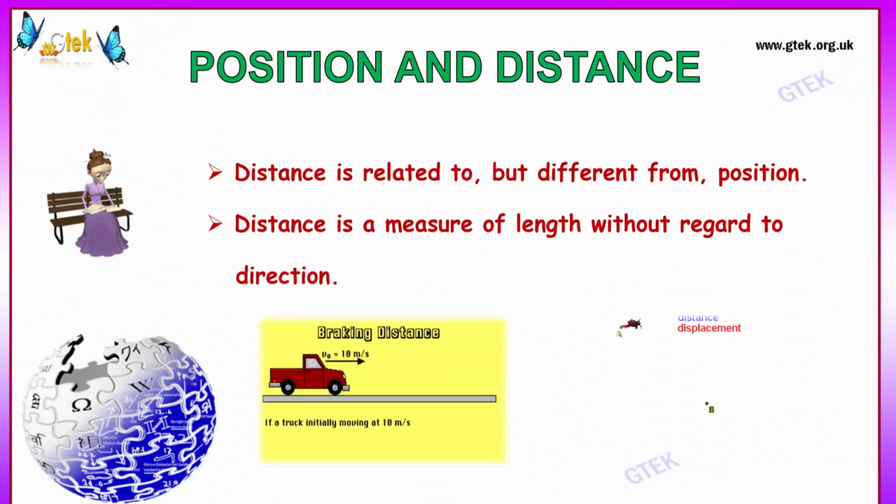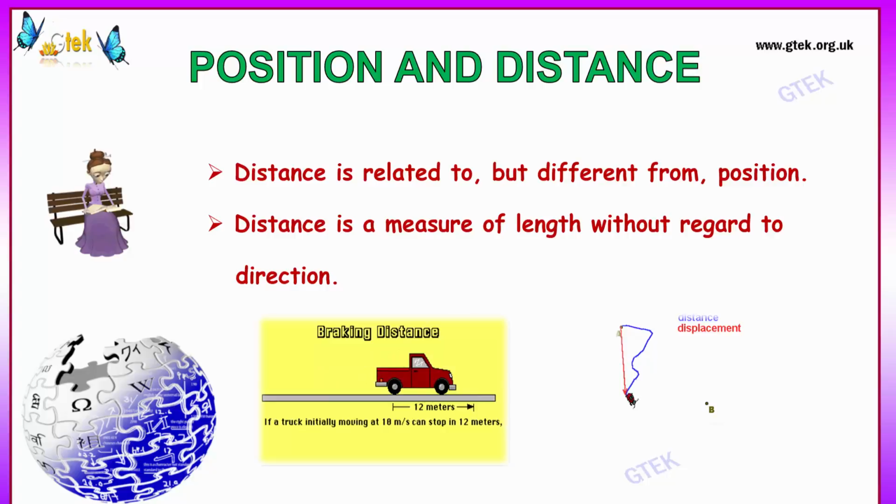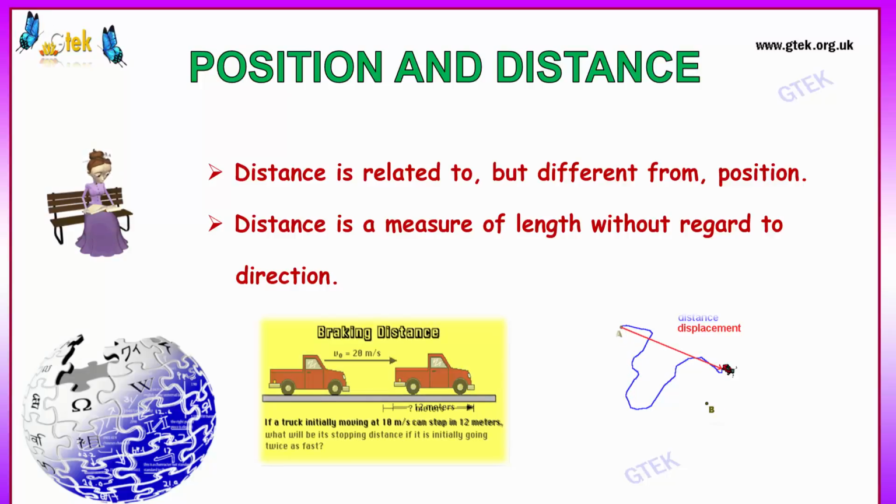Position and distance. What do we mean by distance? Distance is related to but different from position. Distance is a measure of length without regard to direction.